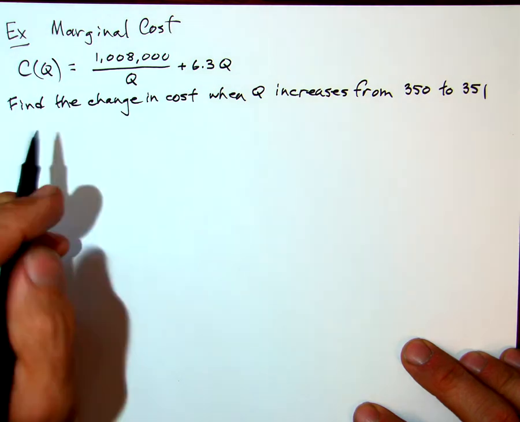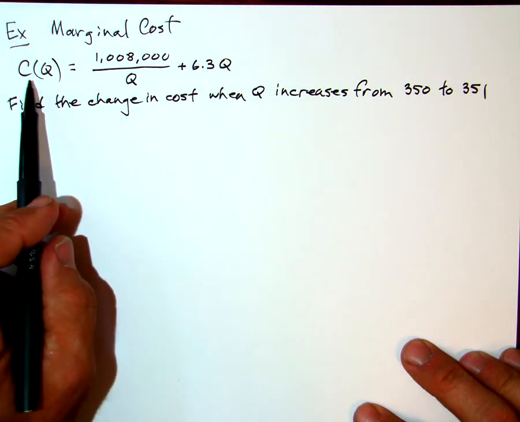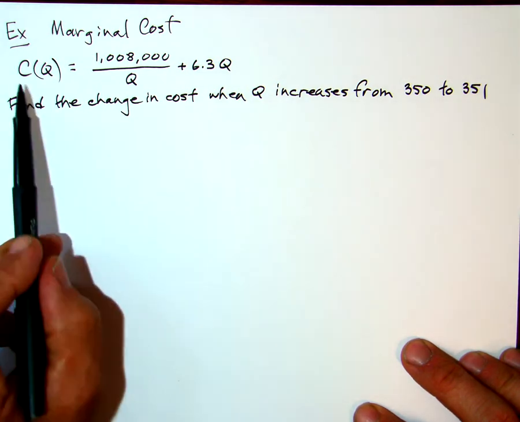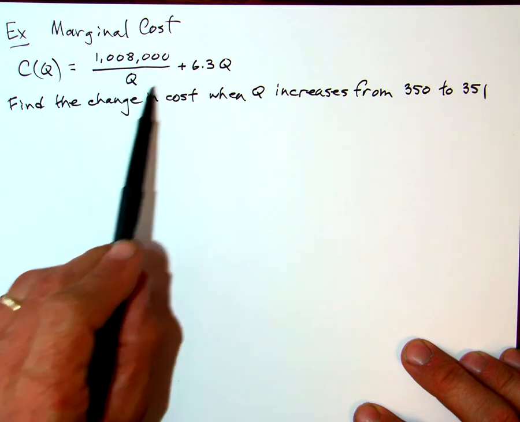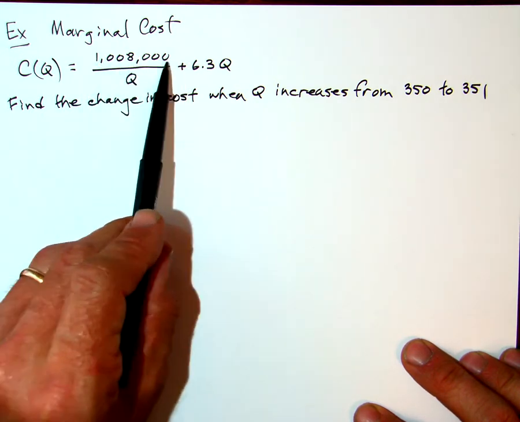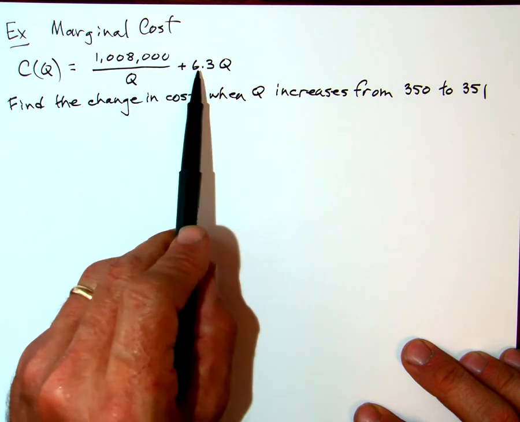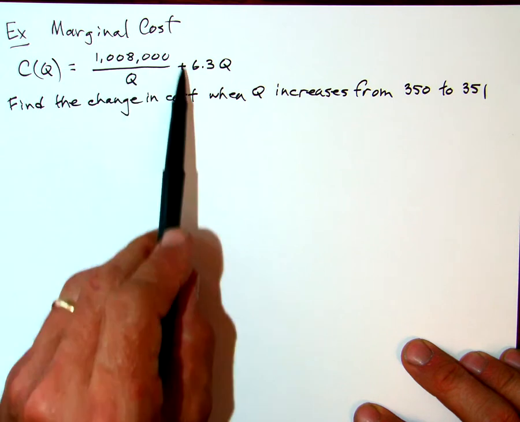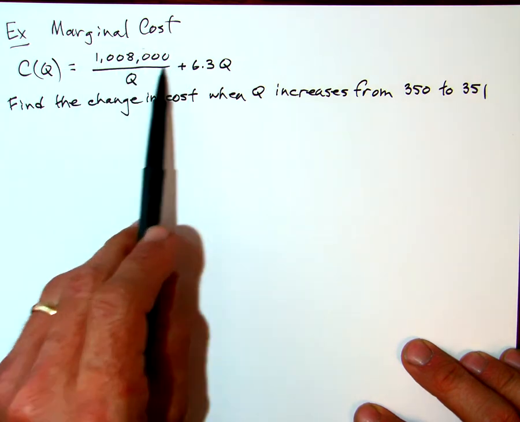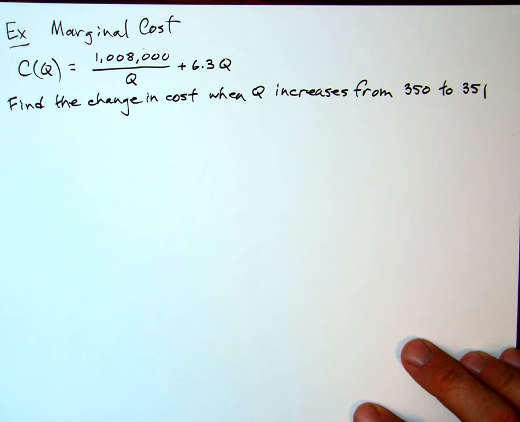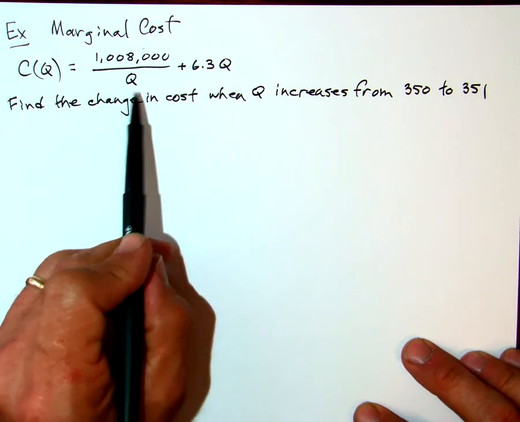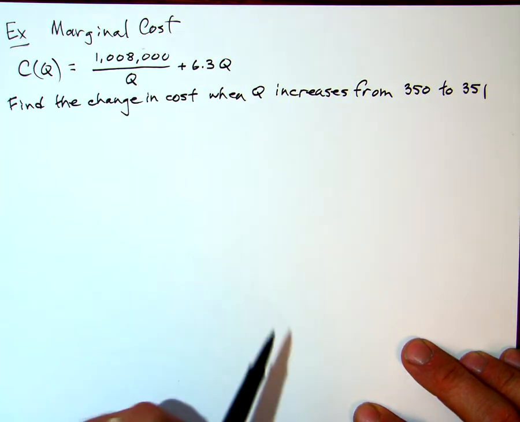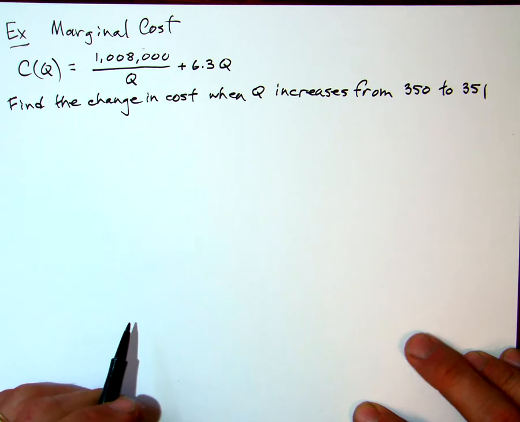Again, marginal cost basically is the instantaneous rate of cost at a particular point. So the cost function here is not constant. It has this factor where we're taking 1,008,000 and dividing by Q, and then adding to that 6.3 for each order. This constant might be what it costs for the space that we're storing our stuff in, but we're dividing it by our orders, because the more orders that we store, the less it's going to cost per order. So let's take a look at how we might approach this.